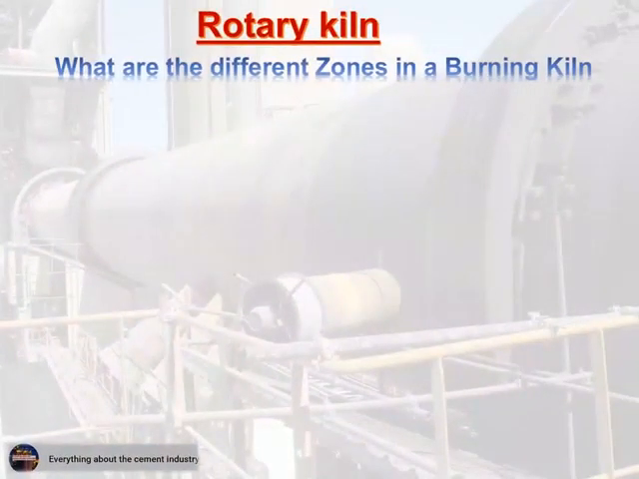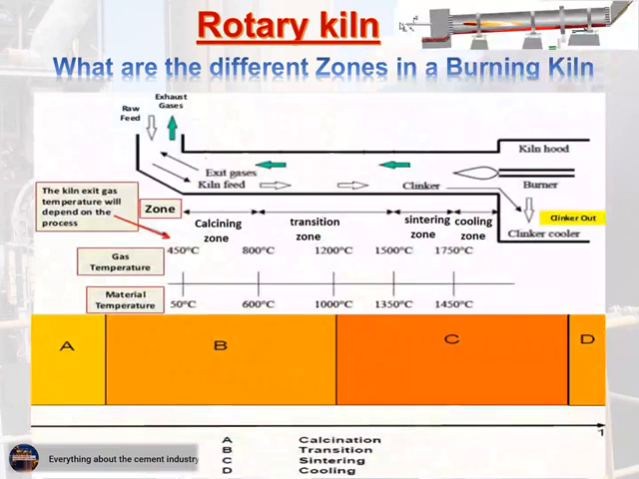What are the different zones in a burning kiln? Zones of rotary kilns with calciners. Cement kilns with preheater towers have 4 major refractory zones: the calcining zone, the transition zone, the sintering zone, and the cooling zone.